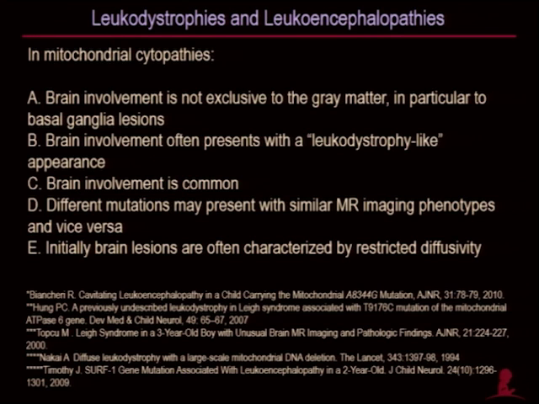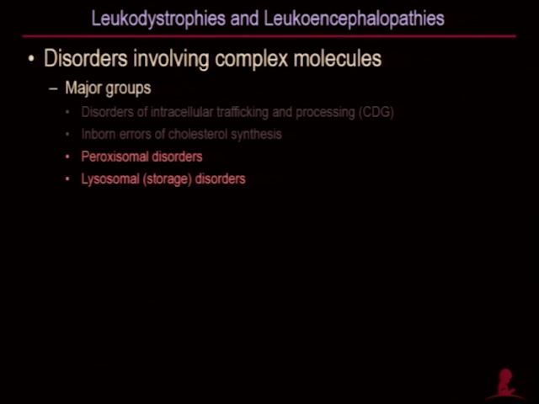So let me give you a few clues to the SAM questions. In mitochondrial cytopathies, the brain involvement is not exclusive to the gray matter, in particular the basal ganglia. Brain involvement often presents with a leukodystrophy-like appearance in these conditions. Brain involvement is actually very common. Different mutations may present with similar MR imaging phenotypes and vice versa. That's a very important concept about these conditions. And initially, brain lesions are often characterized by restricted diffusivity.